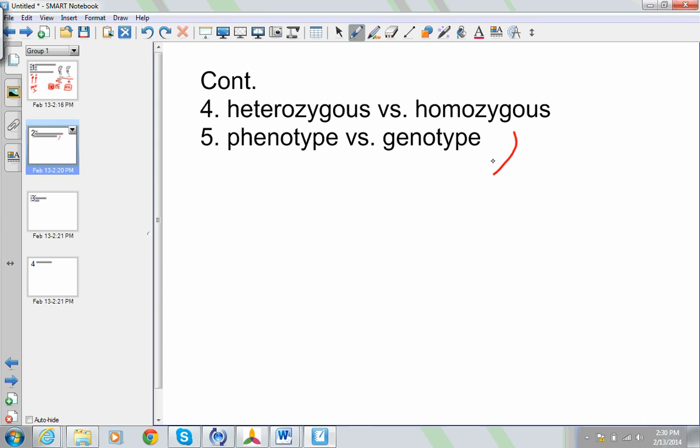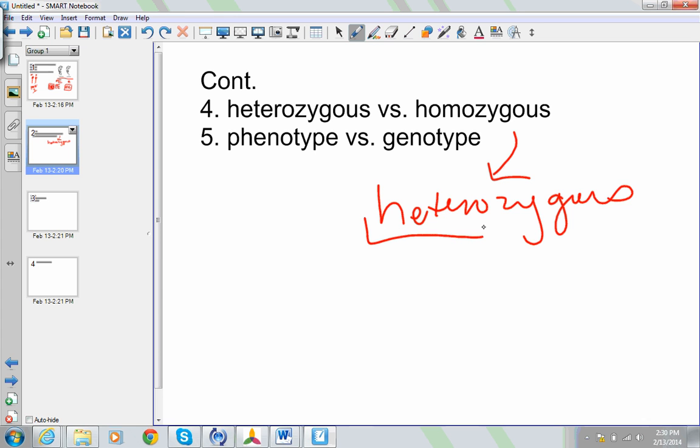So let's bring this down here. For heterozygous, let's break down this word. Okay, so hetero just means different.